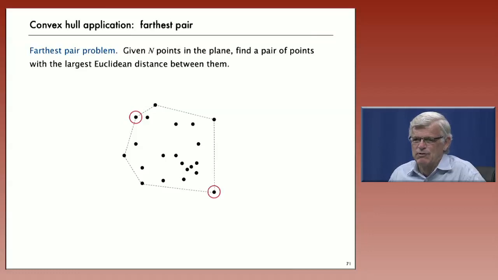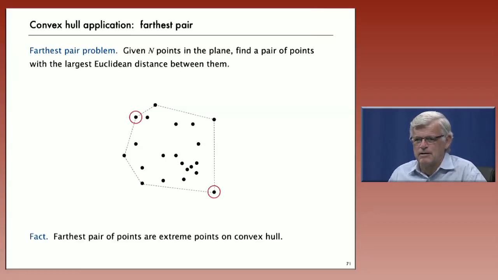Here's another application. If you want to find the pair of points that are the farthest apart in a set of points in the plane, this is sometimes important in statistical calculation or other applications. They're on the convex hull. If you have the convex hull, this computation is easy. They're going to be extreme points on the convex hull.